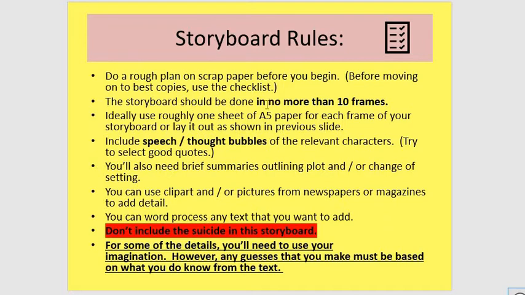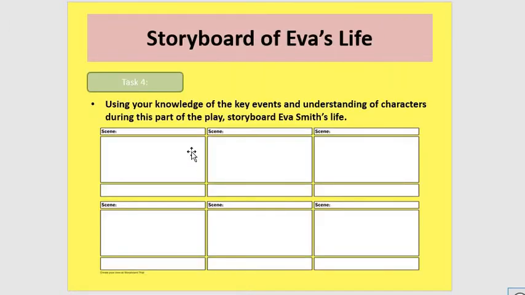The storyboard should be done in no more than 10 frames. So you could do, I would say, a minimum of 6, as you saw here. So this is an example of how you might want to lay it out. A scene might be: family gathers in dining room to celebrate Gerald and Sheila's engagement. Then you'd have your image.